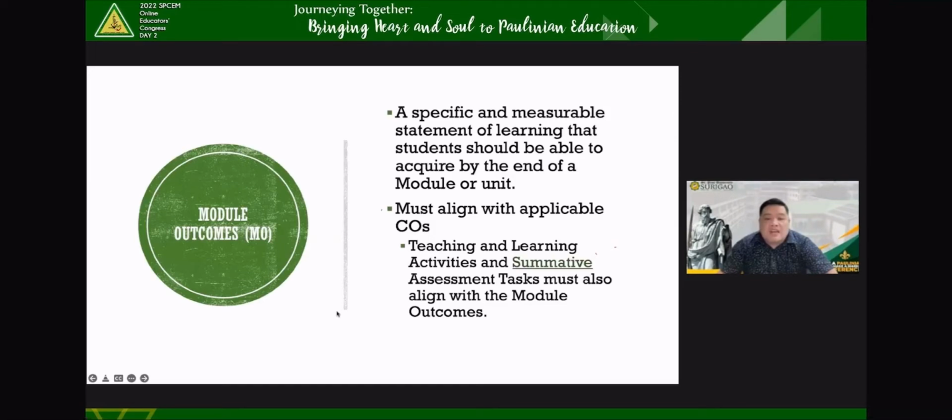For the lesson outcomes, the last one, or the most specific one, a specific and measurable statement of learning that students should be able to acquire by the end of a lesson or topic. So they must align with applicable MOs or module outcomes. So if you notice, the alignment is actually cascading from the LPOs down to the POs and PEOs, down to the COs, down to the MOs, down to the LOs.